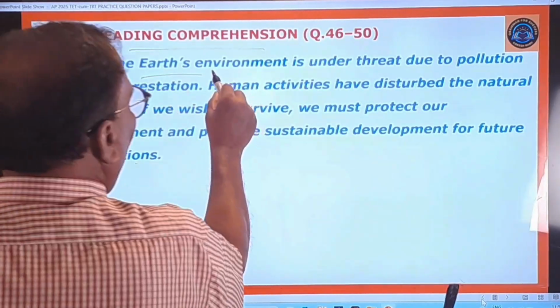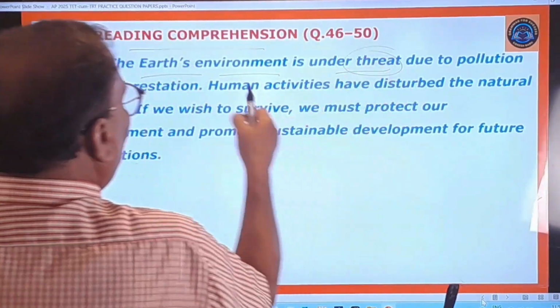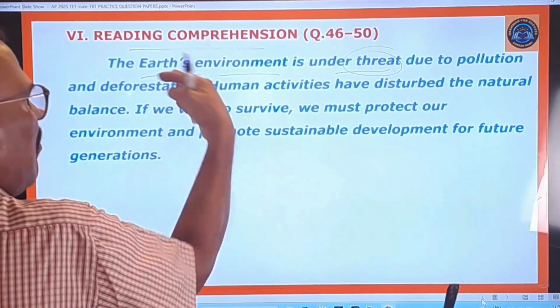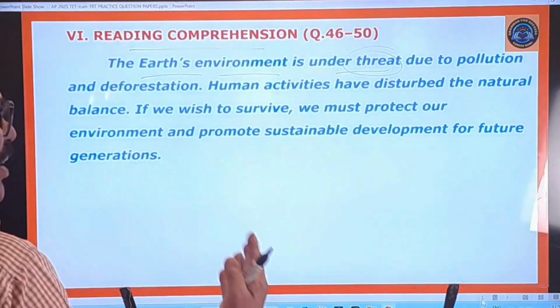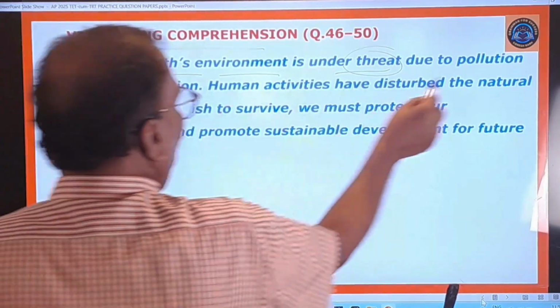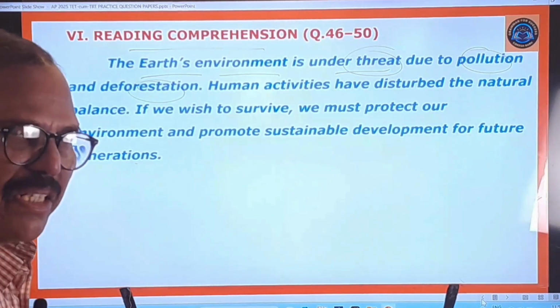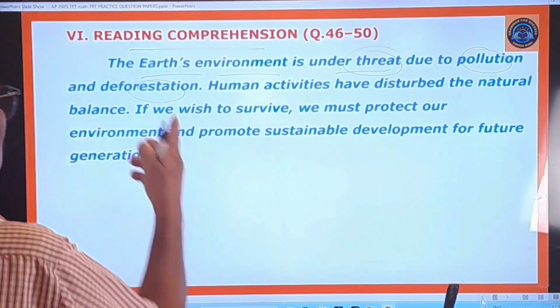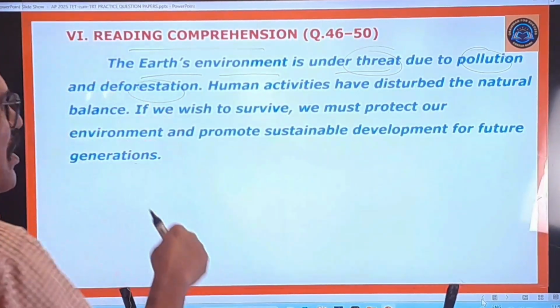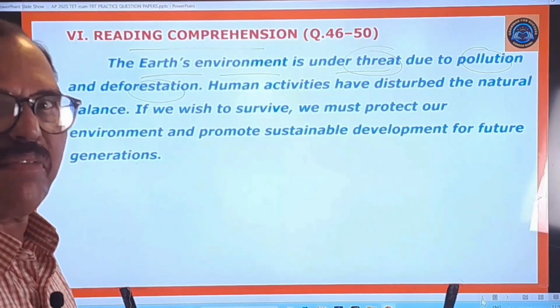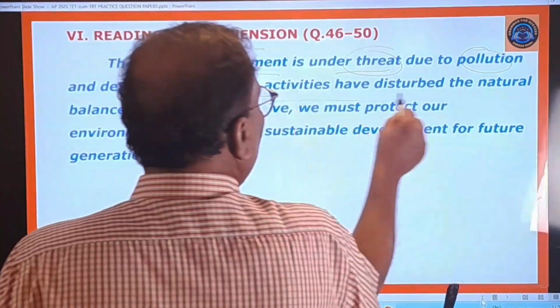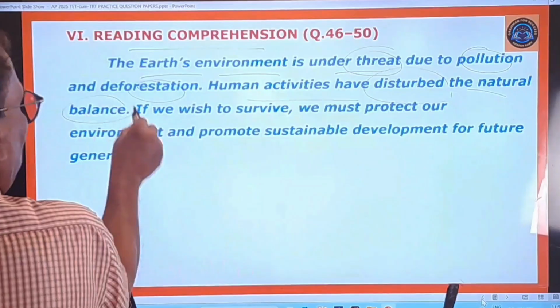The Earth's environment is under threat. So now the Earth's environment is under warning due to pollution and deforestation. Pollution has become a big problem, a big menace for the entire world, and also this deforestation. Deforestation means cutting down of the trees in the forest, and human activities have disturbed the natural balance.